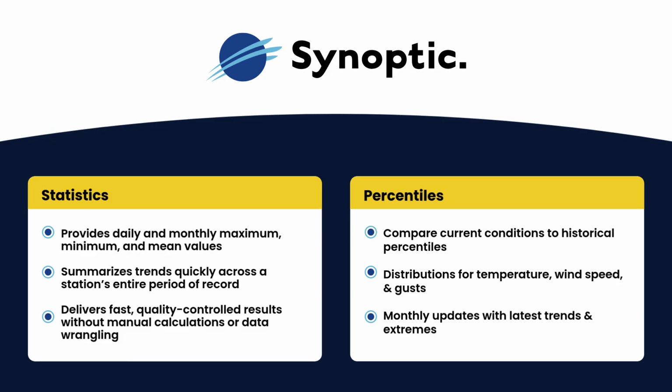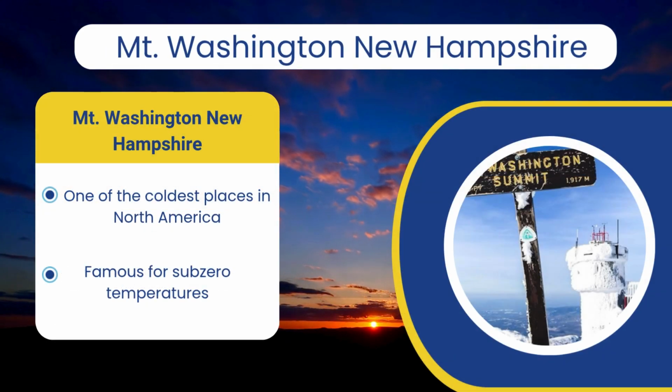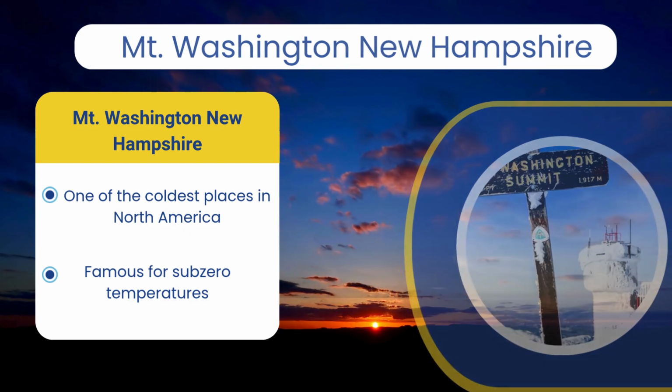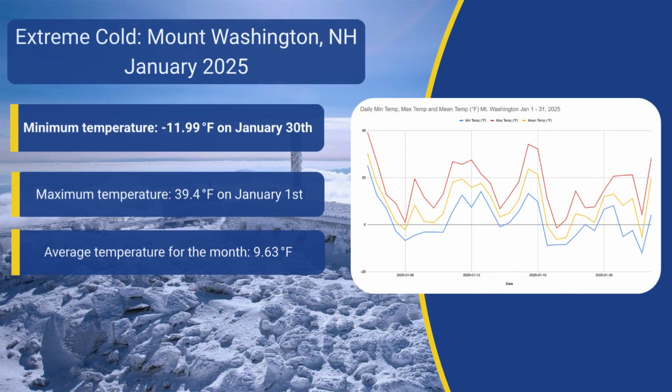Let's take a look at stats and percentiles in action with two examples of two different extremes, Mount Washington in January and Death Valley in July. First, our statistics query shows that temperatures plunged to negative 12 degrees Fahrenheit on January 30th on Mount Washington.